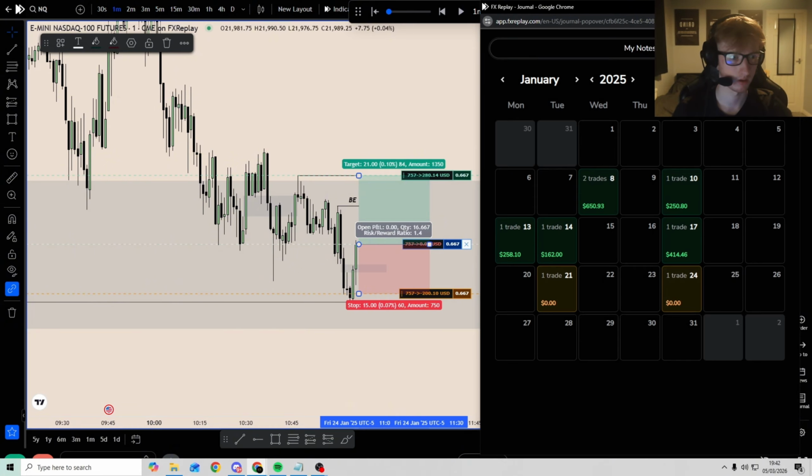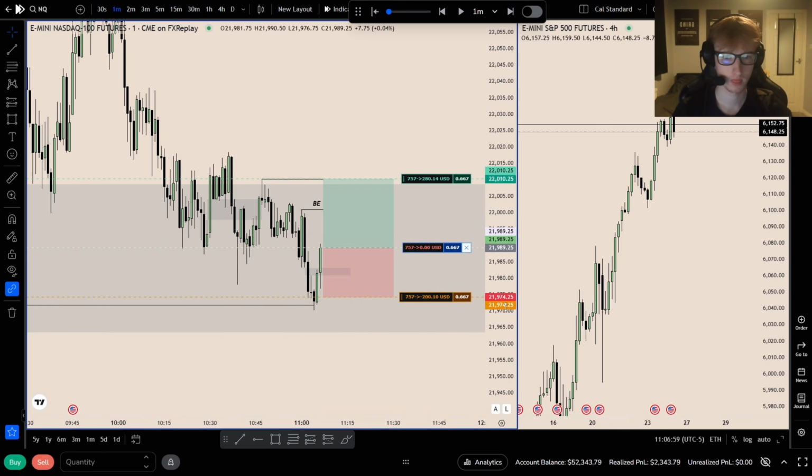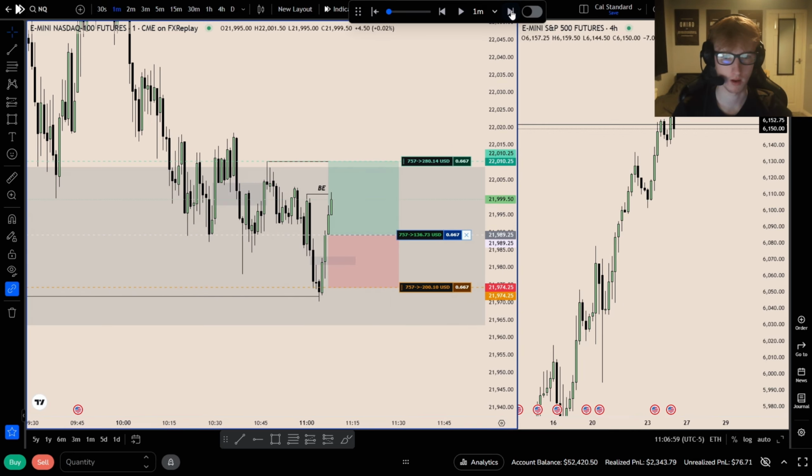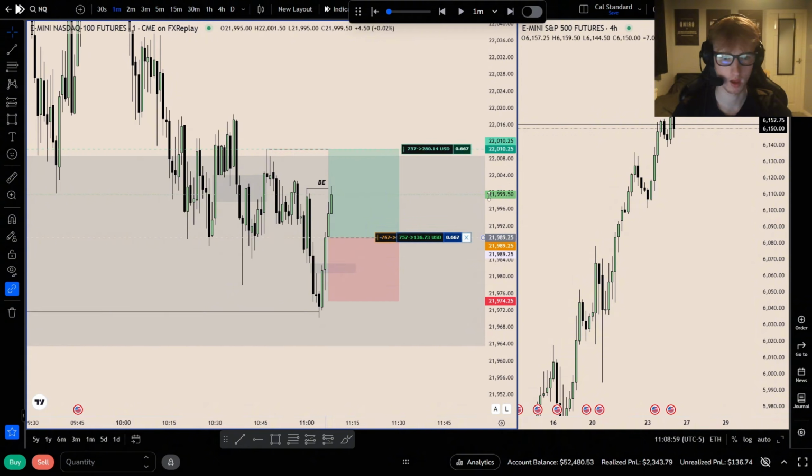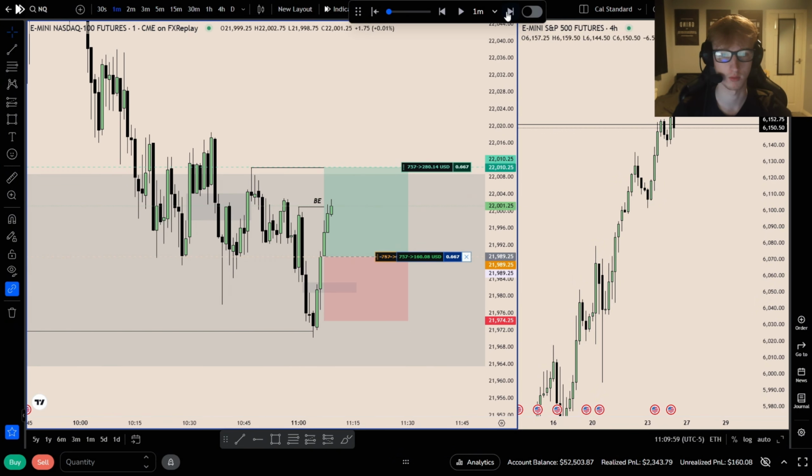I accidentally put the other one in. Okay, that's fine. Right, so let's see if this plays out. So there's break even. Would not scare. I'd just do full TP here because it's trend line. We should blast through this.